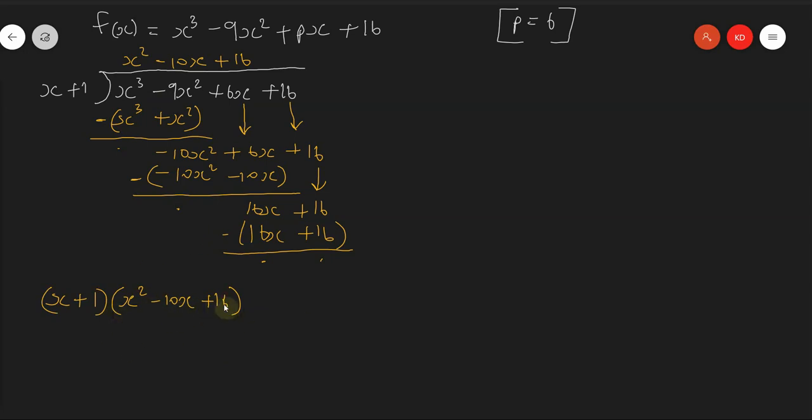Now all we need to do is factorize this quadratic right here. Looking at this problem, it's easy to factorize, because as you can see, that's just x minus 2, x minus 8. And just in case that was a bit too fast for you, let's just factorize it here.